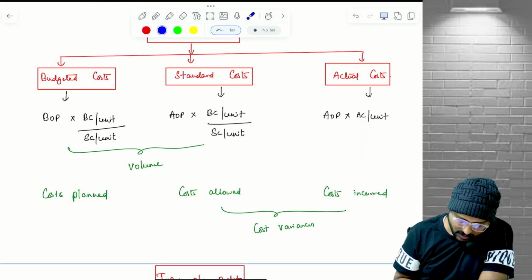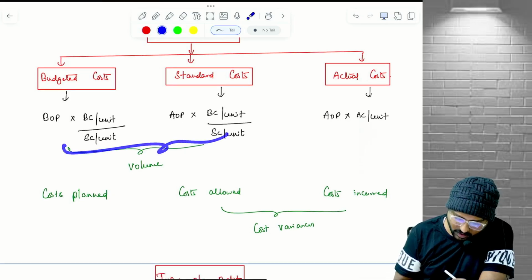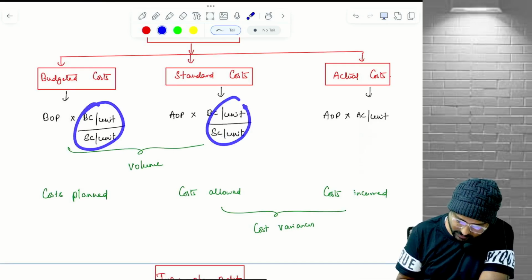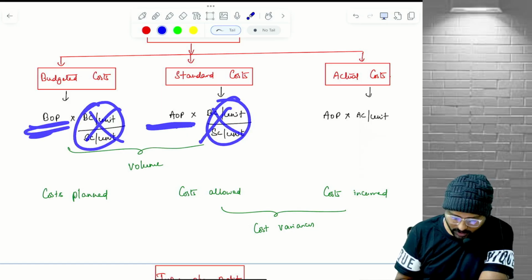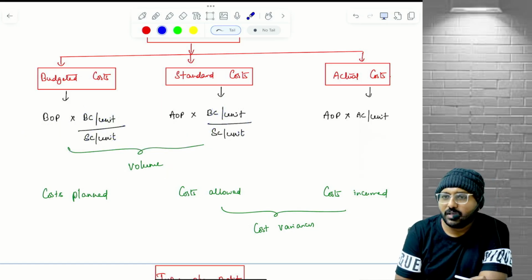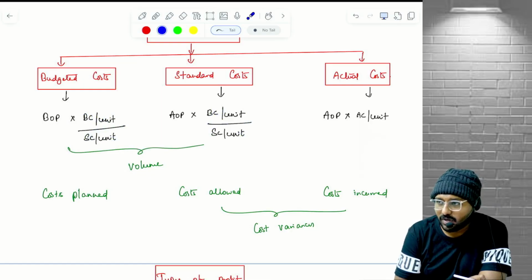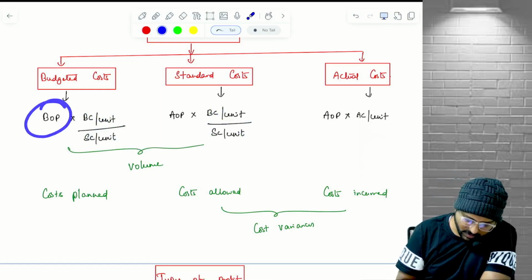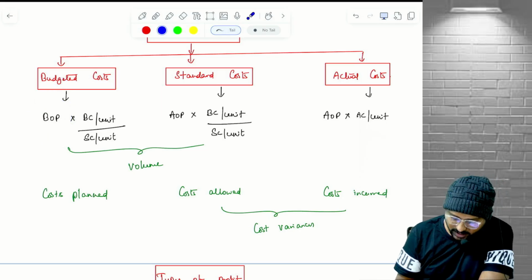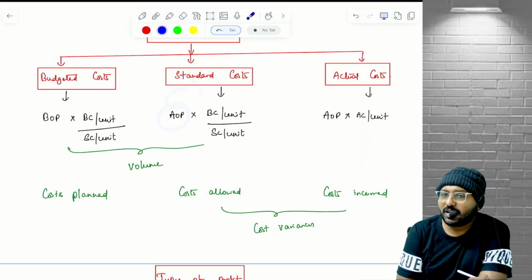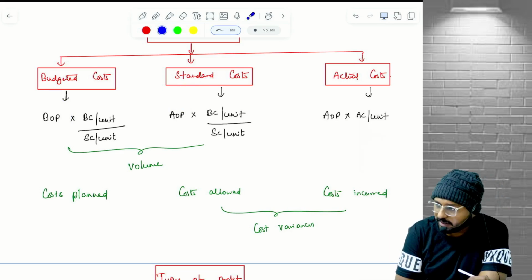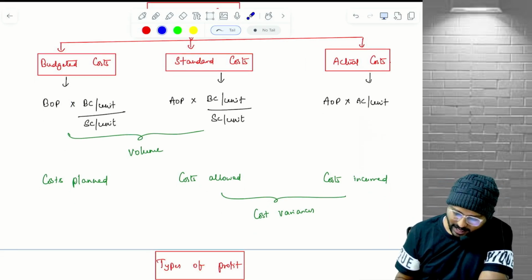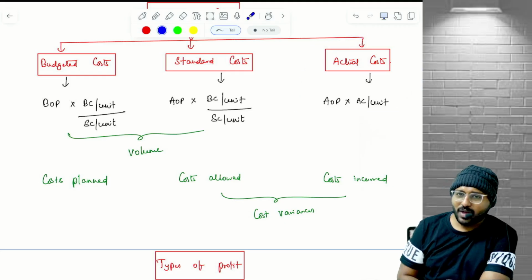Now, if somebody asks you what is the difference between budgeted cost and standard cost, I know that per unit this is same. What is the only difference? Here it is actual output, here it is budgeted output. Therefore, the basic difference is volume. Correct? The basic difference is volume. Because here you multiply with budgeted output to get budgeted cost. Here you multiply with actual output to get what, Nana? Standard cost. Is this clear? Right. Actual cost is very easy. Actual output into actual cost per unit.